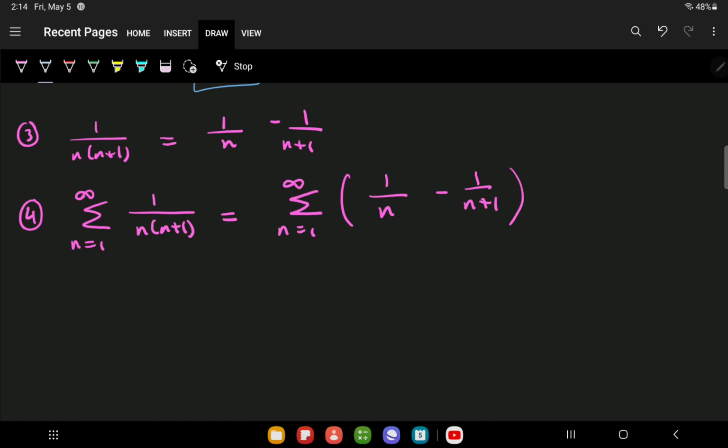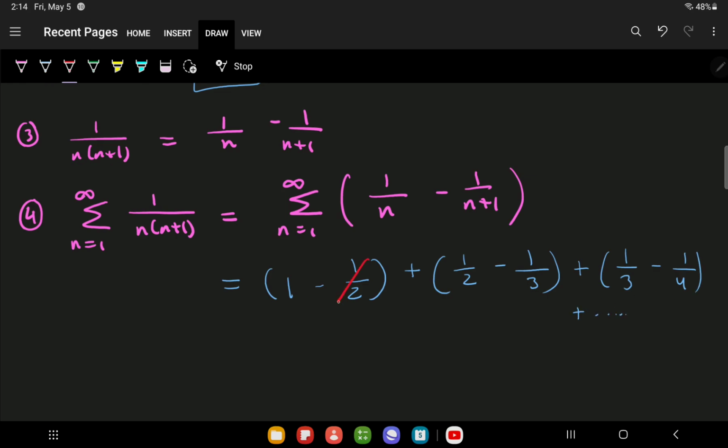Now let's plug some points in. When n equals 1, our first term is 1 over 1, which is just 1, minus 1 over 1 plus 1, which is 1/2. Fair enough. Let's try another term. Next term is n equals 2. We have 1/2 minus 1 over 2 plus 1, which is 1/3. Let's do one more for safety's sake. n equals 3. We have 1/3 minus 1/4, and we continue forever.